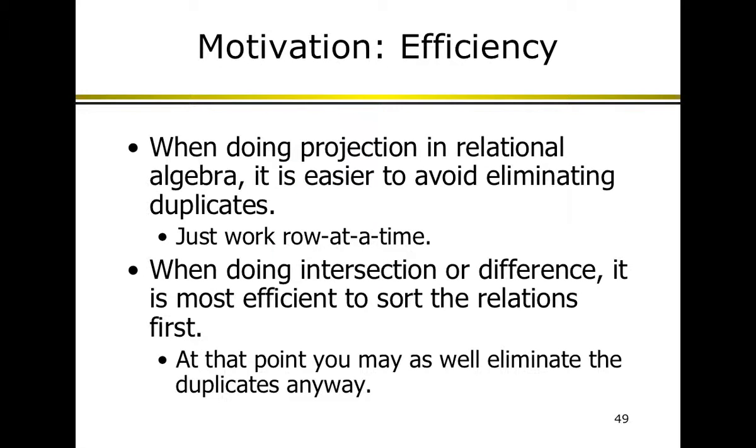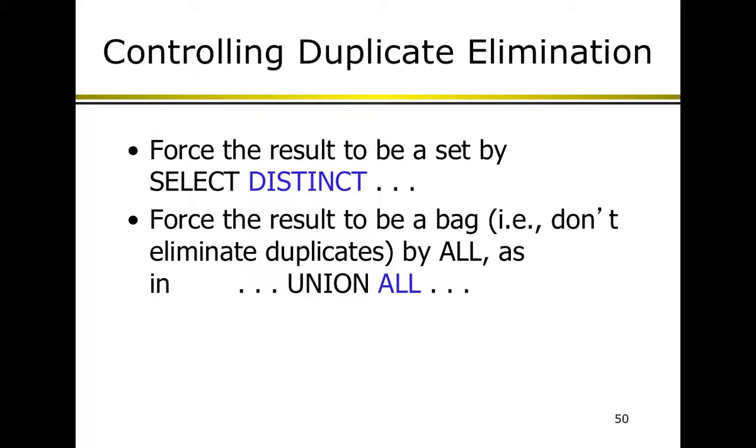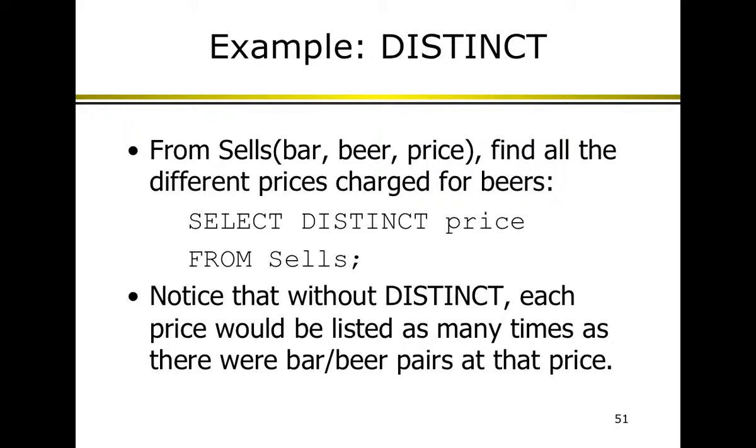And if you get rid of the duplicates further down the road, it makes it run a lot faster. Controlling duplicate elimination, we can use the word distinct. Distinct will do that for us. It forces the results to be a set, select distinct. To force the results into a bag, you can use all, as in union all. I have an example coming up. Here it is, example of distinct.